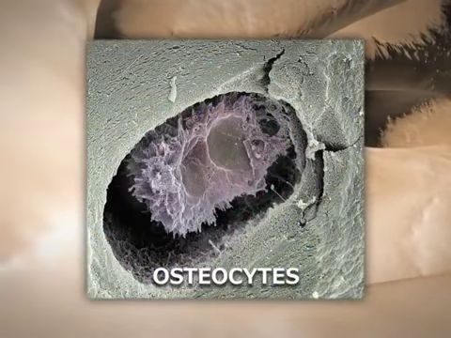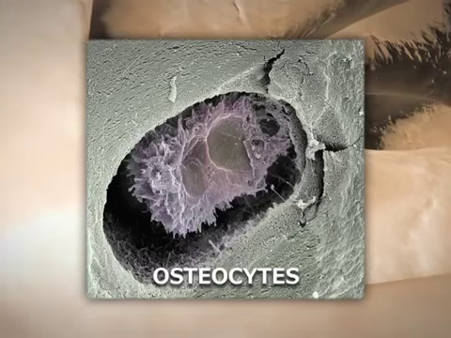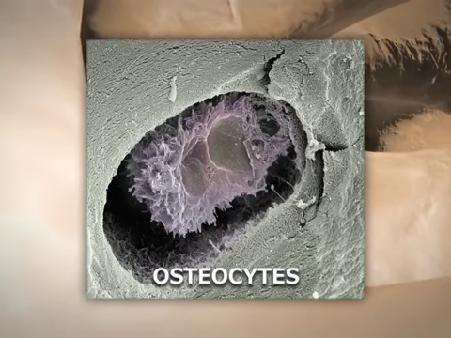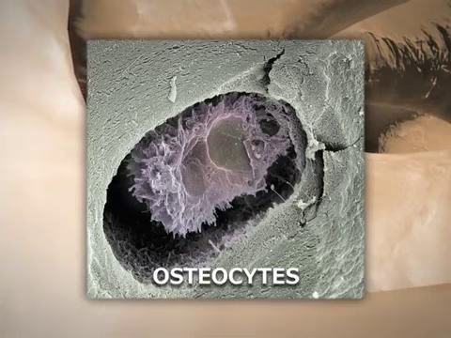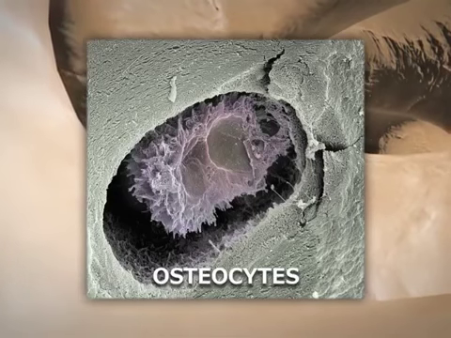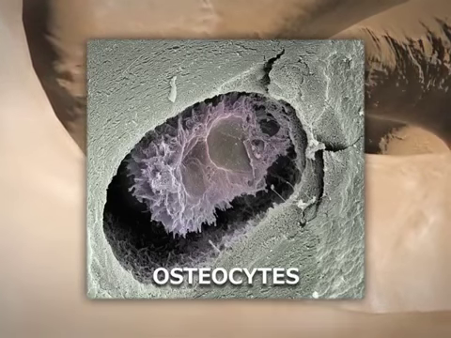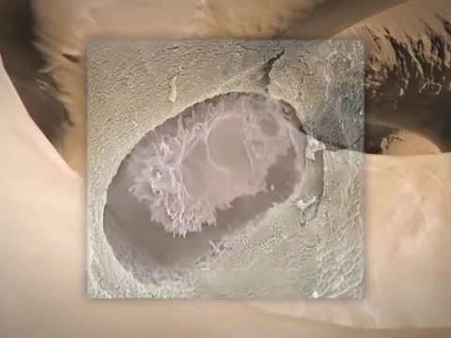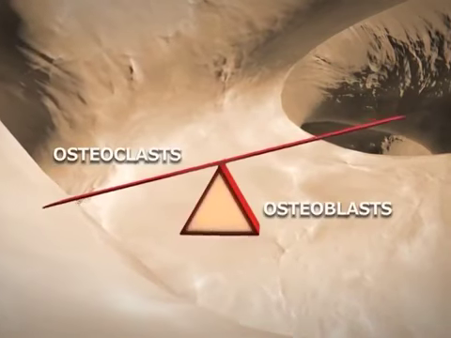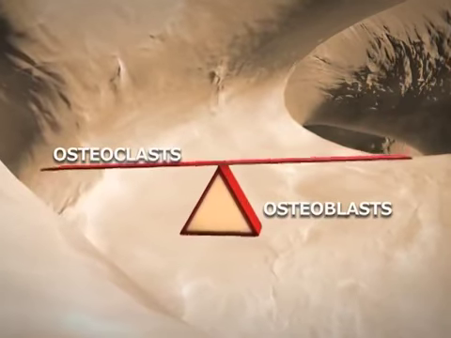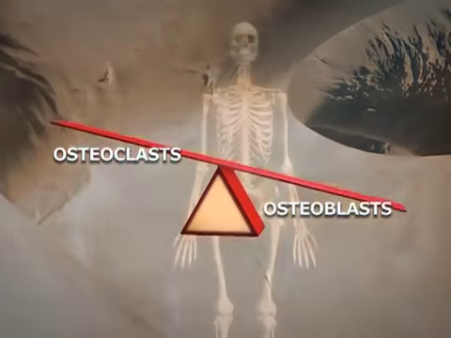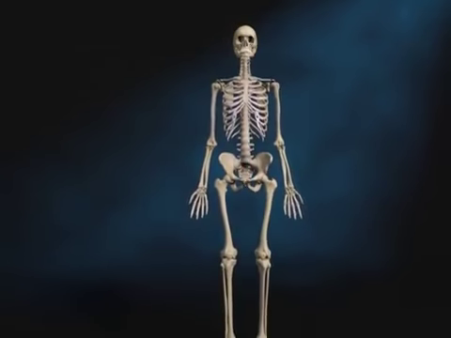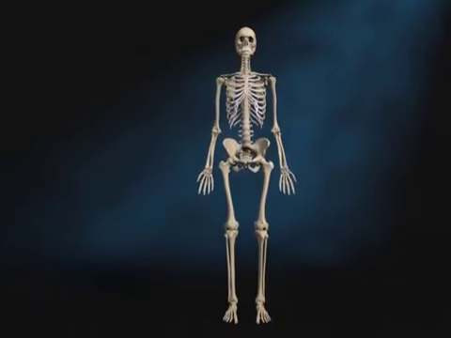Finally, there are the osteocytes, which come from osteoblasts. Their job is to sense pressures or cracks in the bone and to help direct where osteoblasts will carry out the process of resorption. Ultimately, it is the balance between osteoclasts and osteoblasts that maintains bone tissue and makes bone homeostasis possible.